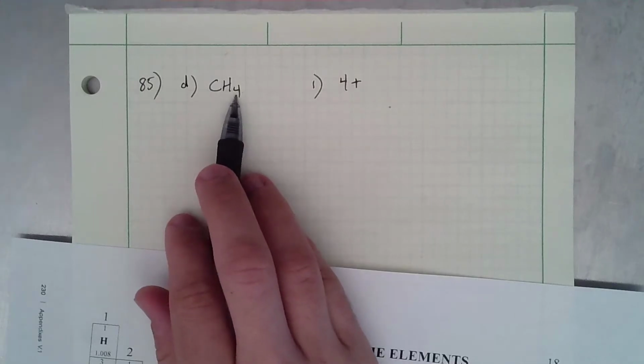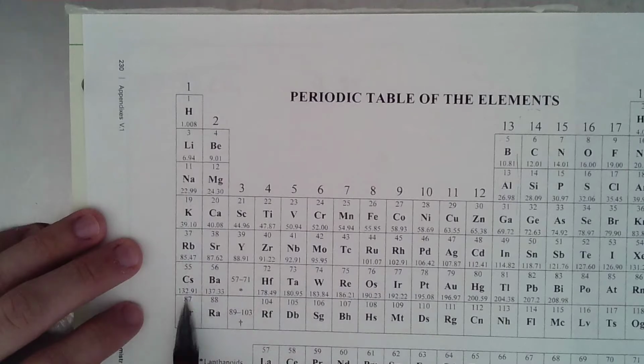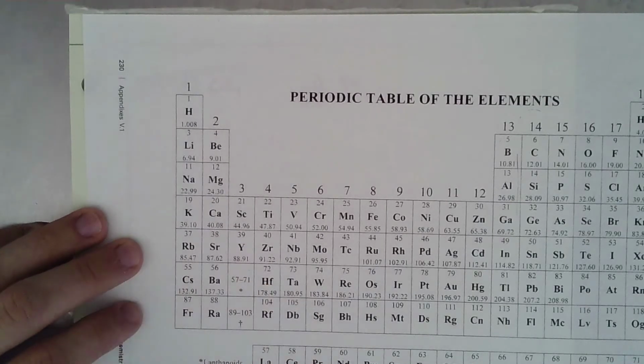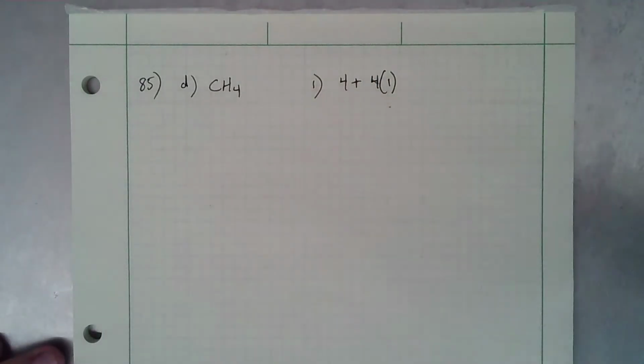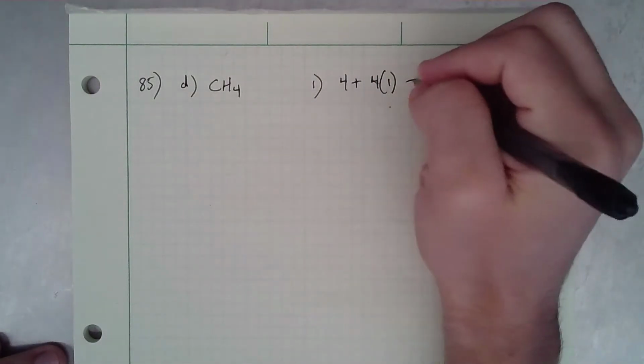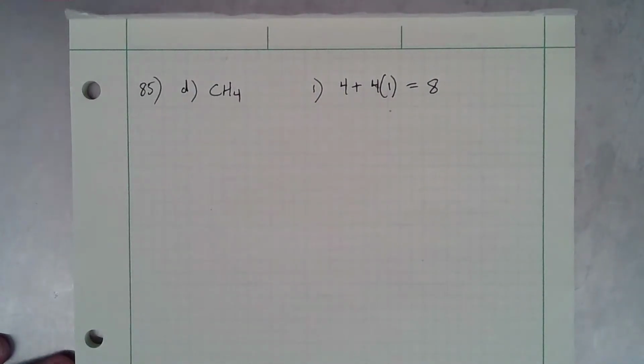And I have 4 hydrogens. Hydrogen is over here in the first column. These elements all have 1 valence electron. So each hydrogen has 1 valence electron. So I've got 4 times 1 there. This is a total of 8. So I have 8 total valence electrons.